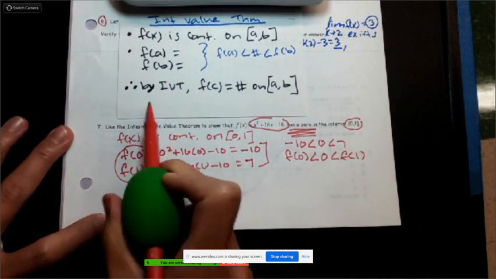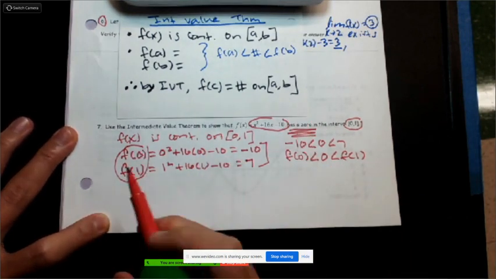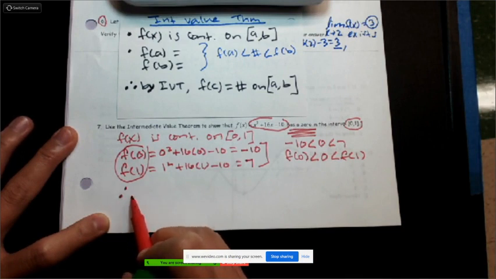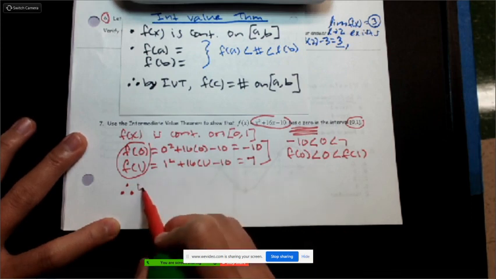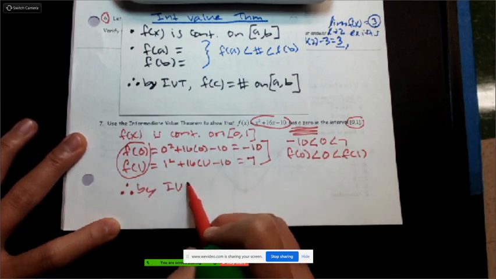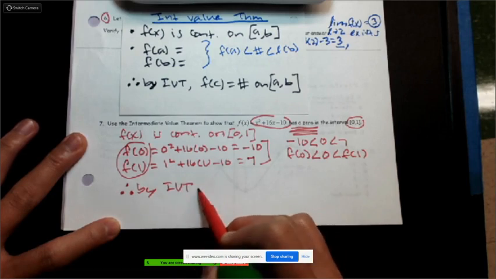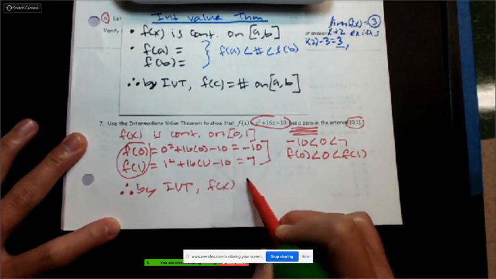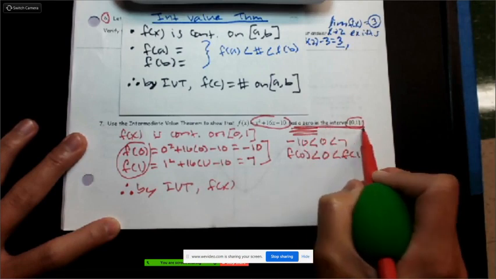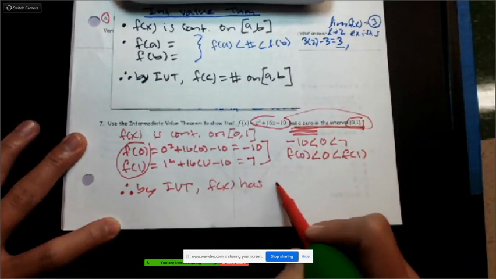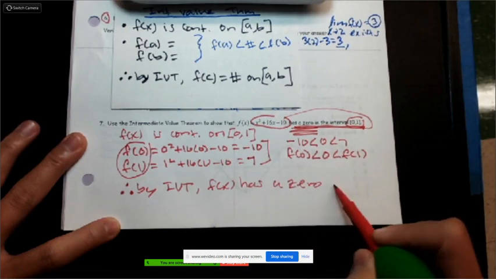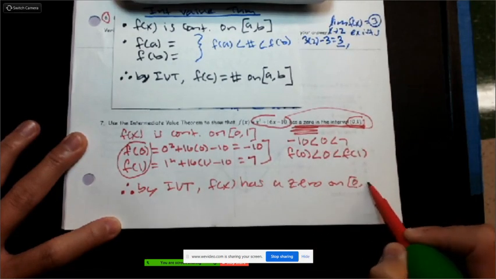So my last statement is, what does that mean? Therefore, and I even used it in geometry. If you don't remember, that's okay. By the IVT, intermediate value theorem, the function has a 0, and we're literally copying this, guys. This right here, copying. Has a 0 on the interval of 0 to 1. And boom.